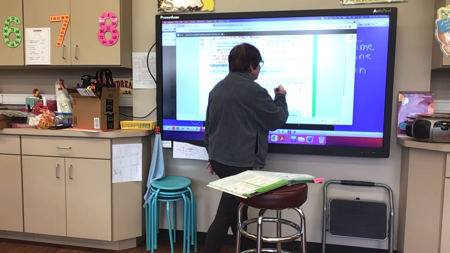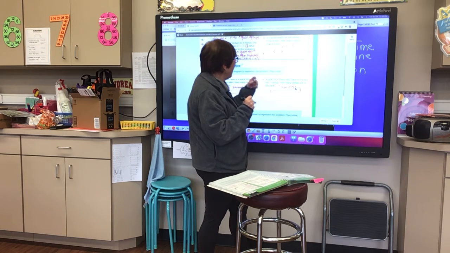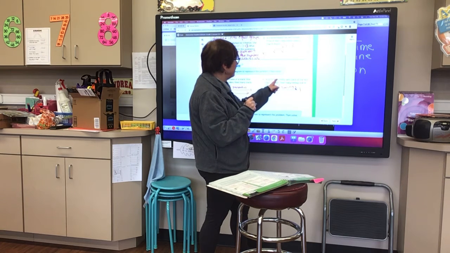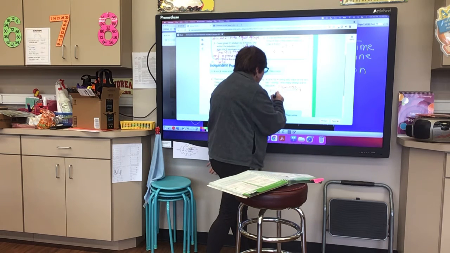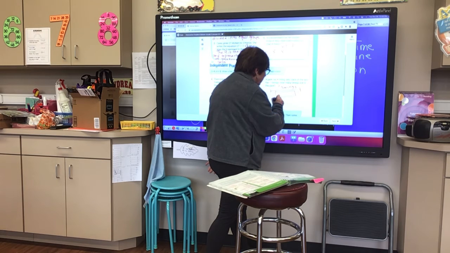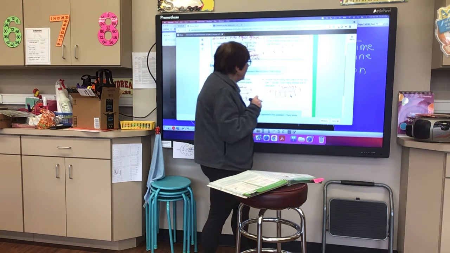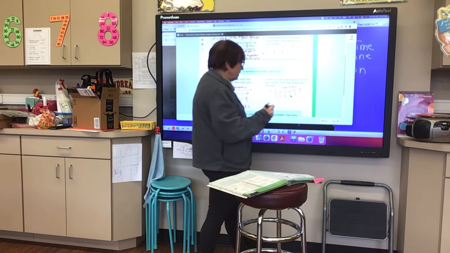The number of swings, right? Swings, because we don't know that number. And how many swing sets are there? 4. So let's draw 4. Okay. And how many are in each of our sets? 7. 7.